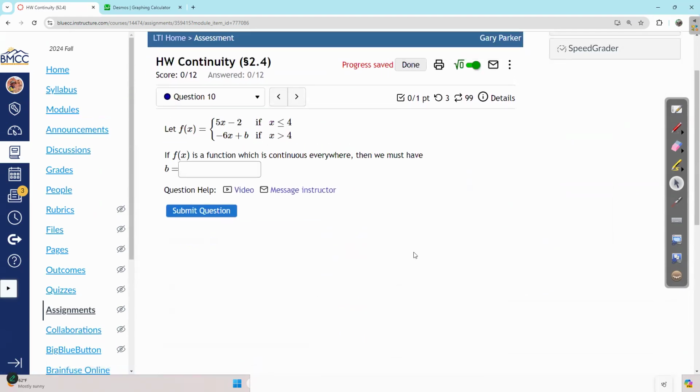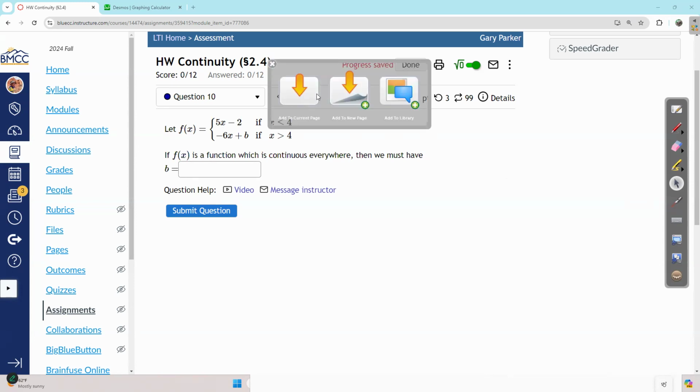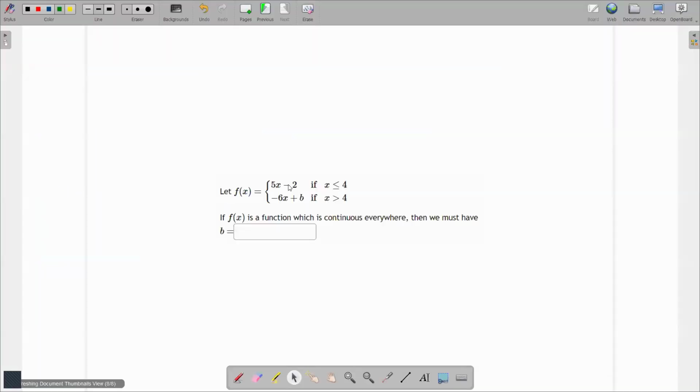This should be interesting. Oh yeah, this is a fun one. This is where we get to play a game with, can we make it continuous? All right, give it a try. All right, so this one is a little harder, but not too bad. Add to the page, please.